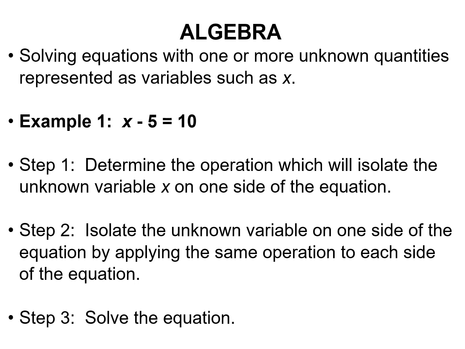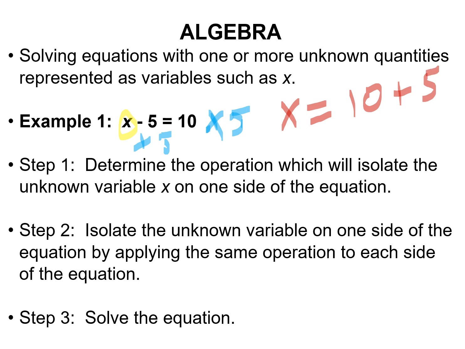I need to determine the operation that will isolate the unknown variable on one side of the equation. X minus 5. So I need to get x by itself. I can do this. Why don't I just add 5 here and another 5 here? Okay, so if I do that, I will have x equals 10 plus 5. This will cancel out here, and then I'm just adding. I just had a sloppy plus sign. So then x equals 15.